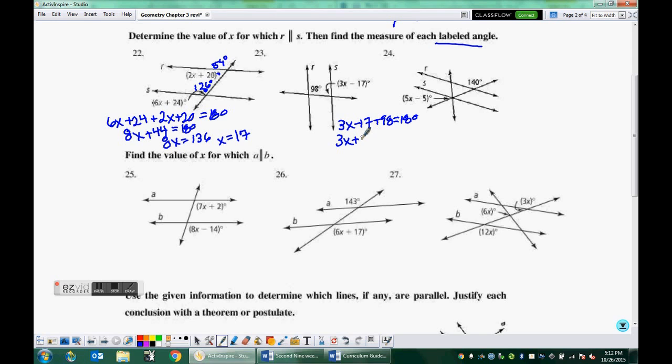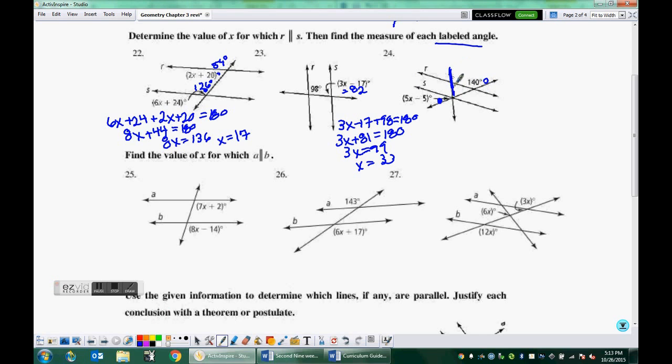For 23, again, same side interior angles, so they are supplementary. So I've got 3x plus 81 equals 180. So 3x equals 99, or x equals 33. When I plug in 3 times 33 minus 17 gets me to 82 degrees. Okay.